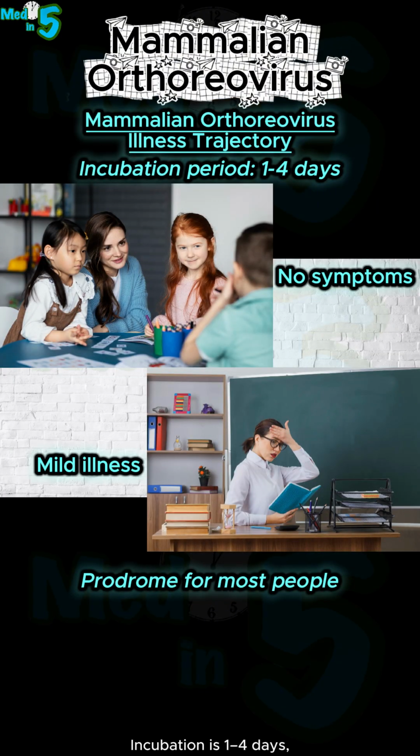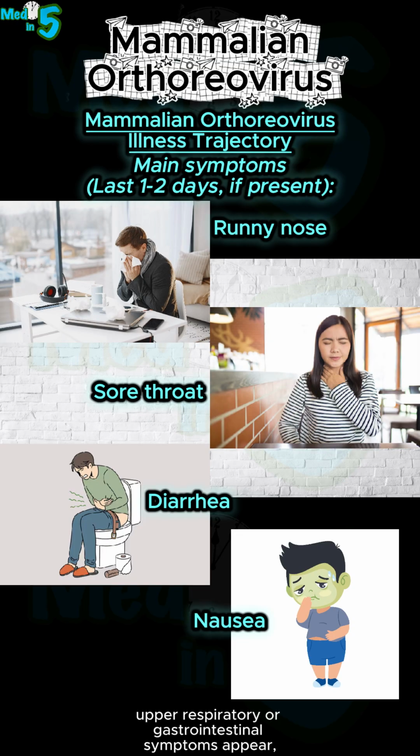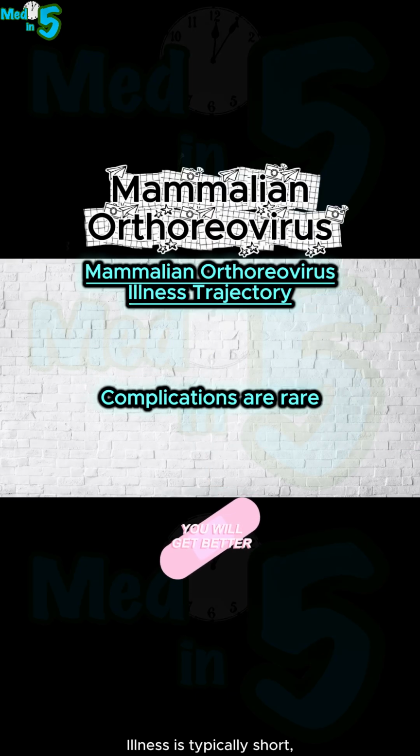Incubation is 1 to 4 days, after which most people, regardless of age, are asymptomatic or have a mild illness. Mild upper respiratory or gastrointestinal symptoms appear, such as runny nose, sore throat, diarrhea, or nausea, usually within 1 to 2 days, and resolve quickly. Illness is typically short, rarely causing complications. Hospitalization or severe outcomes are uncommon.